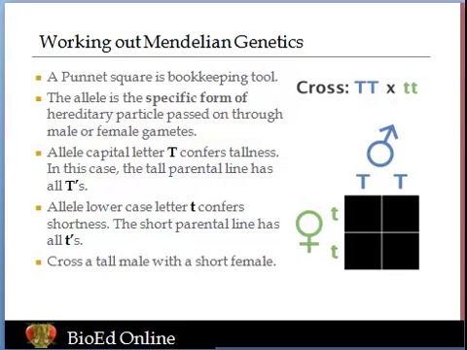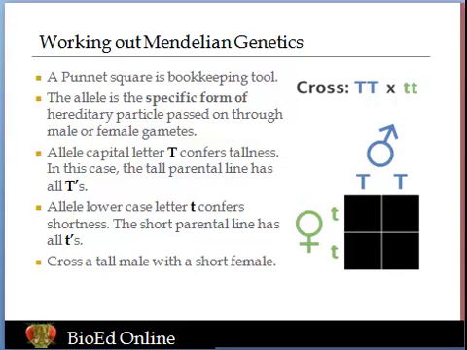Individuals or genotypes that have two copies of the same allele are called homozygotes. In order to be a homozygote, you're going to see the two capital letters together or the two lowercase letters together. In this demonstration, we're going to cross a tall male with a short female. We are going to get the same results if we crossed a tall female with a short male. However, in more complicated crosses, the direction of the cross with regard to sex can make a difference. We will not worry about that at this time.